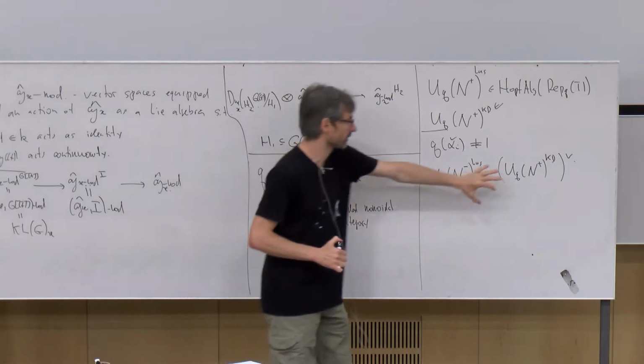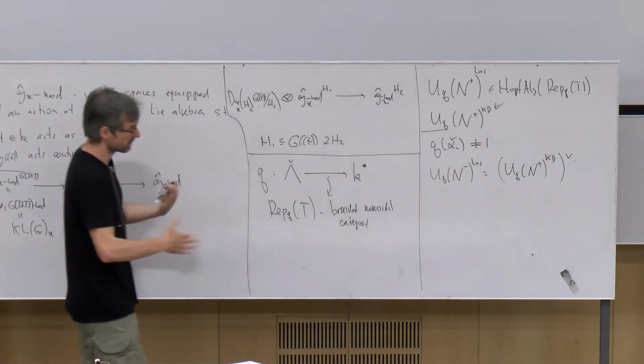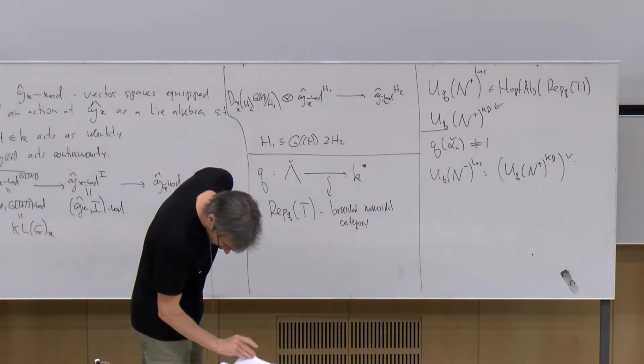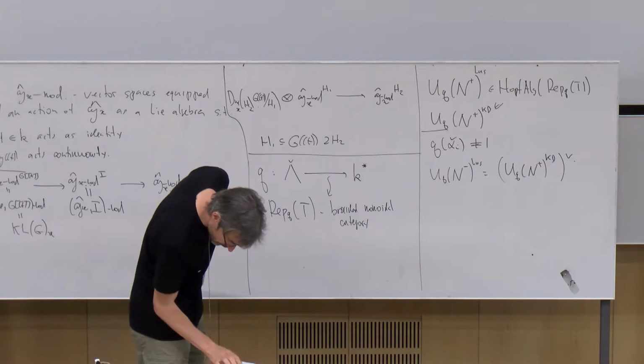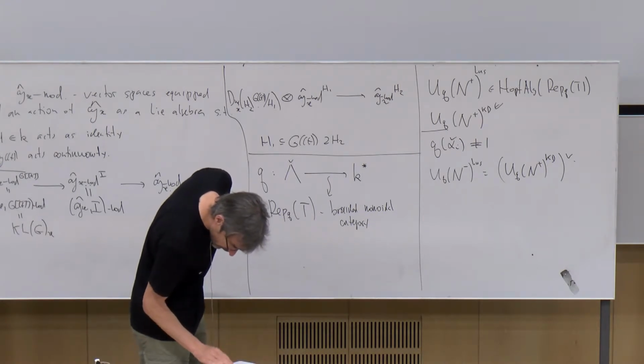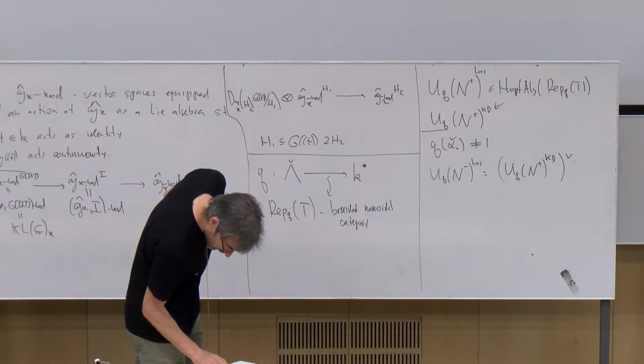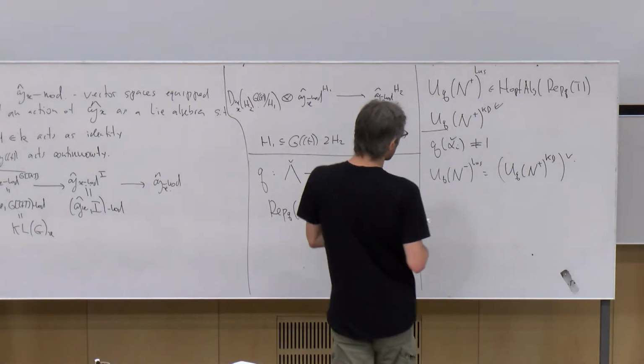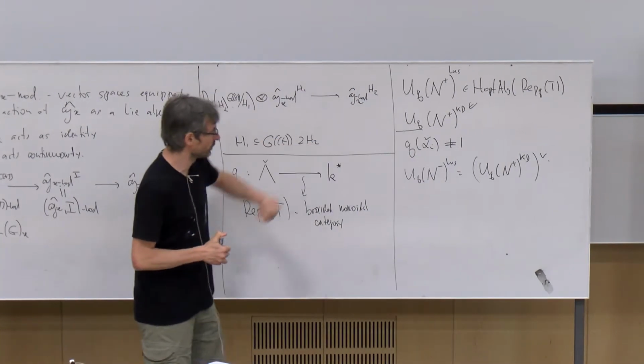So this is a Hopf algebra. When you dualize it in the graded sense, you get another Hopf algebra. All right. Let's see, I'm forgetting something. Okay, and you can swap n minus and n plus, and you get U_q(n+) Lusztig.